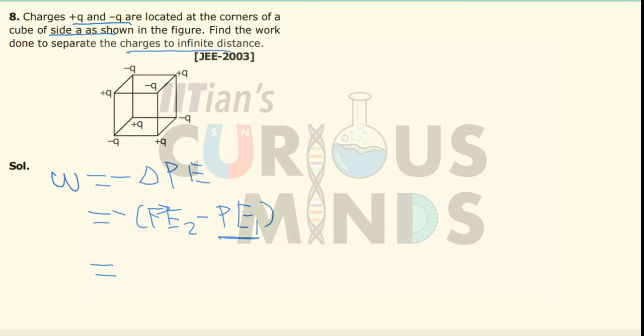So the work done will be equal to the negative of the negative of the potential energy in the first case, that is, equal to the potential energy in the first case. So basically we have to find out only the potential energy in the first case. Let the distance between them over here be equal to a.